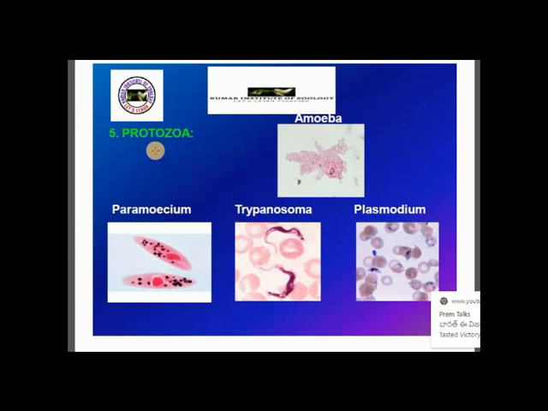Protozoa are also included here in the Protista. The protozoa are amoeba, Paramecium, Trypanosoma, and Plasmodium. So these are the examples for the Protista.